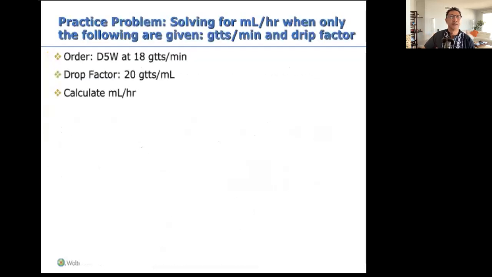Next. Now it's throwing a little bit of a curveball at you. Solving for mLs per hour when only the following are given: drops per minute and drip factor. Okay, so now you know you have to do a little bit of conversion before you get to calculate it. Let's see how. Here you go. Step 1.